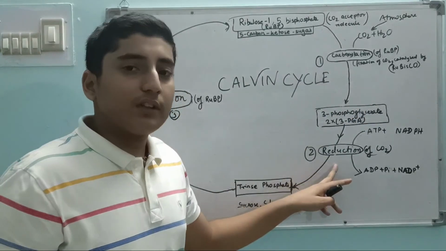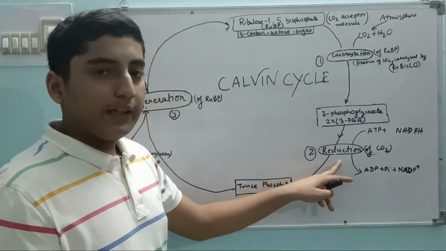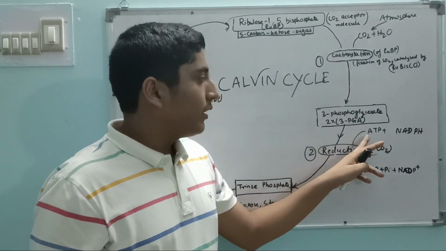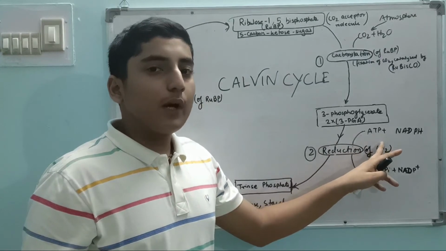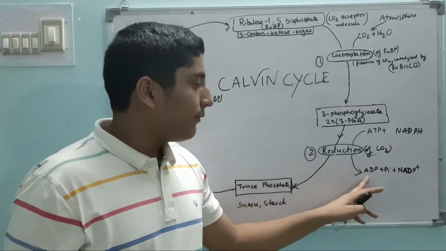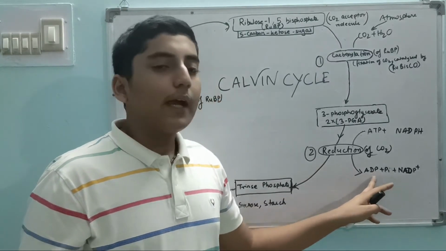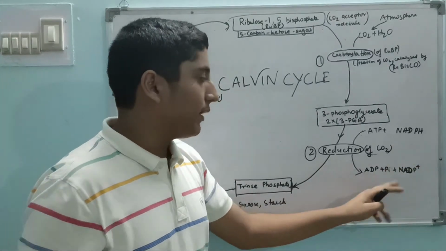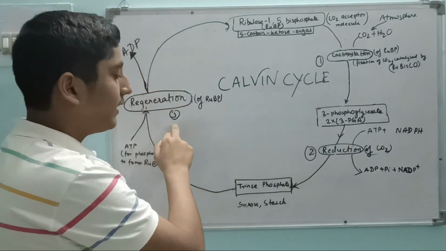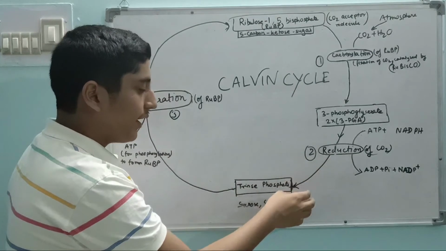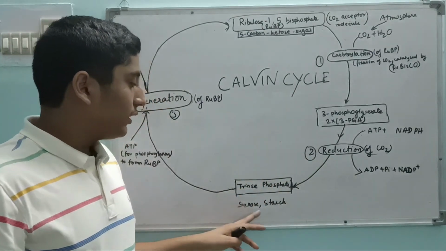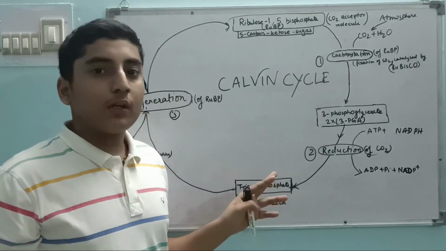And the second process is reduction, in which the CO2 gets reduced, which requires 2 ATP and 2 NADPH. And what is formed? ADP plus Pi plus NADP plus. So NADPH is the reducing agent. The third process is regeneration. But after the reduction, what is the product? Triose phosphate, which leads to sucrose or starch.